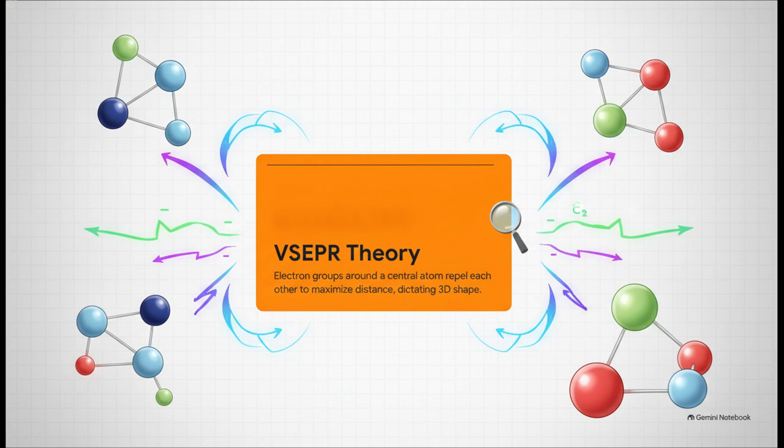Now electrons are negatively charged, and as we know from basic physics, like charges repel, right? So the electron groups surrounding the central atom of a molecule absolutely hate being near each other. To find peace and stability, they literally shove each other out of the way to maximize their distance in three-dimensional space. That single, simple act of repulsion is the driving force behind all molecular architecture.